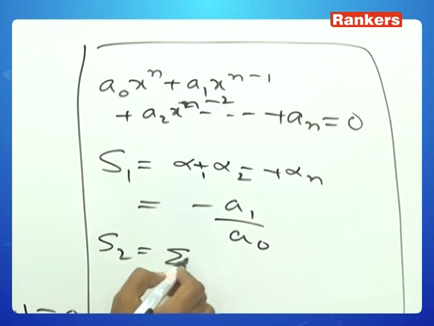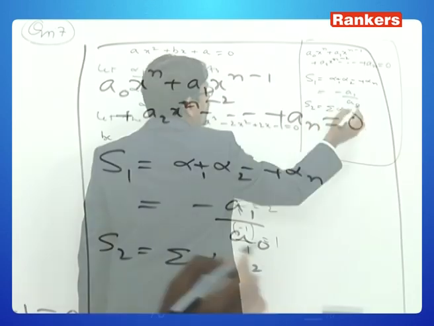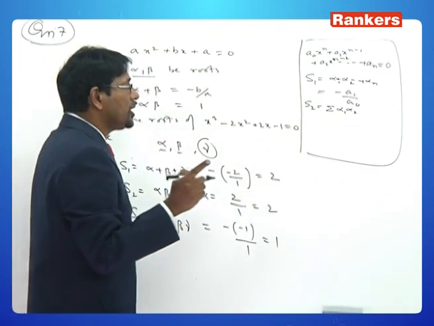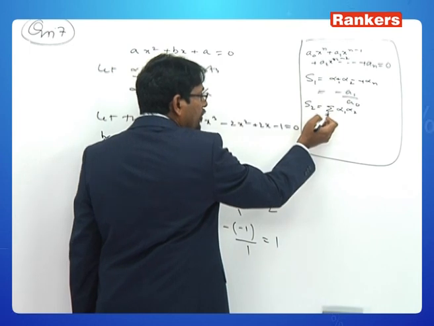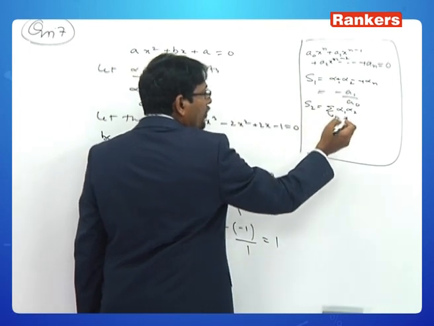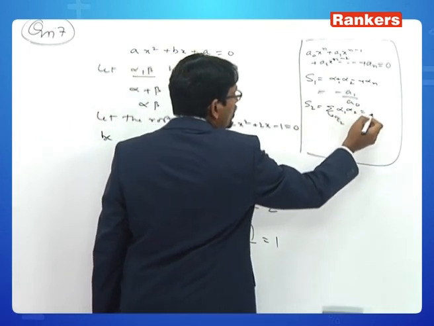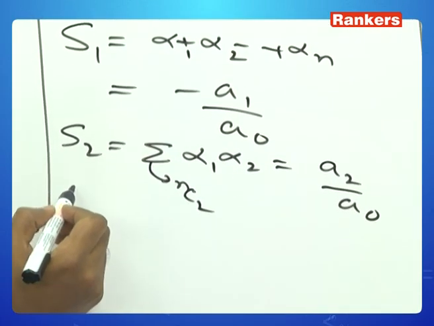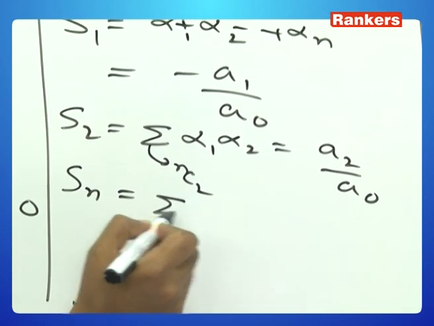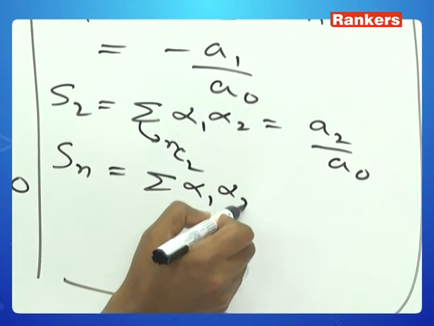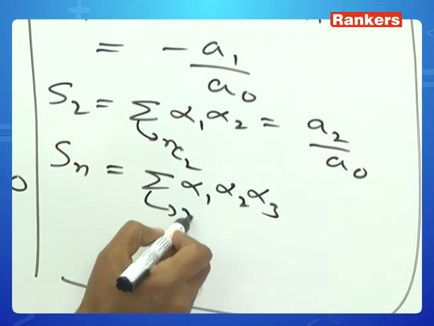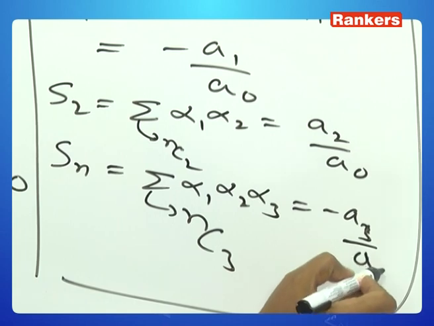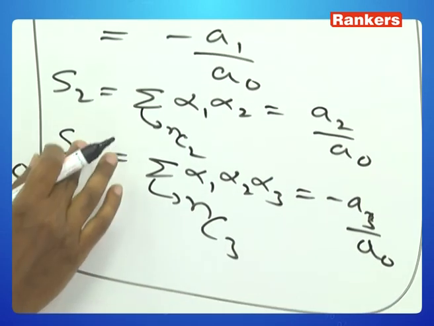S2, that is sigma alpha 1 alpha 2, all possible combinations, alpha 1 alpha 2, alpha 1 alpha 3, we'll have NC2 combinations of sums here. When you add them up, you'll get a2 by a naught. So there's an alternating sign pattern here. S3 will be the sum of the roots taken 3 at a time, alpha 1 into alpha 2 into alpha 3. You'll have NC3 combinations here, and that's given by minus a3 by a naught.